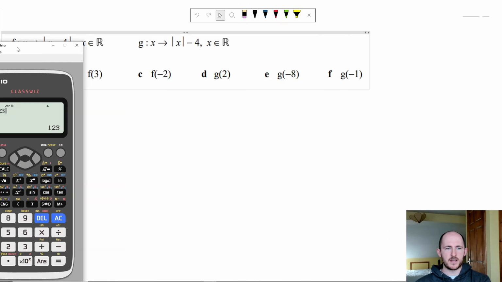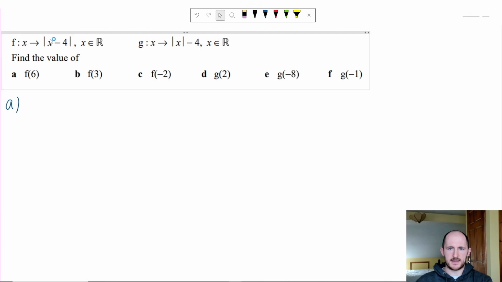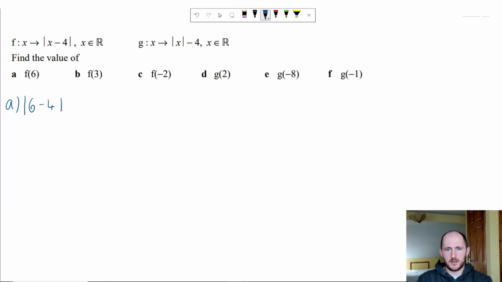So first things first, we need to just sub in values. So f of 6, when the function has the modulus part of it, will be the modulus of 6 minus 4, which means it's 2, so the value is just equal to 2. And the same for b, it would be the modulus of 3 minus 4. Then you would make that the modulus of -1, which of course is just 1.